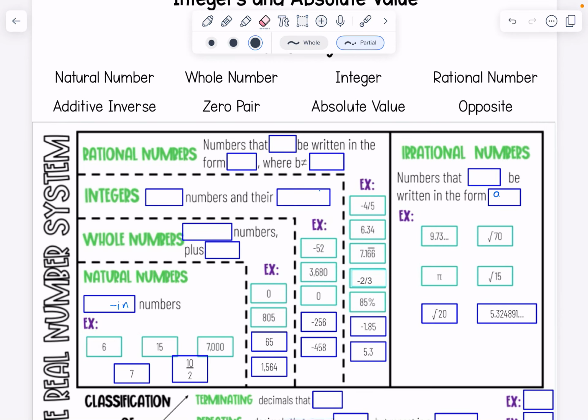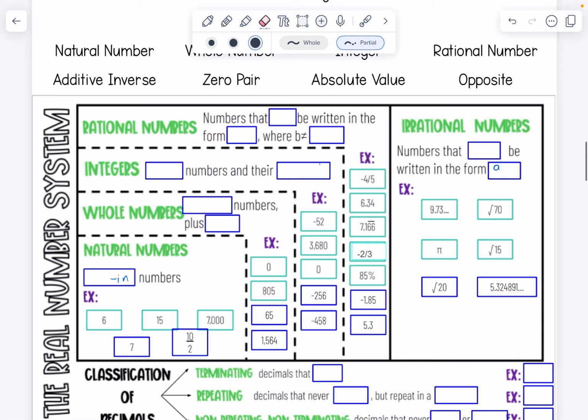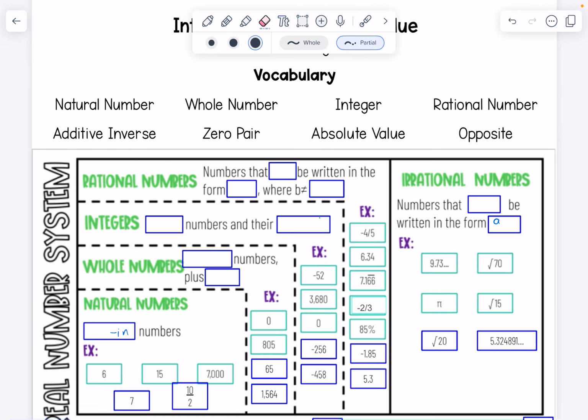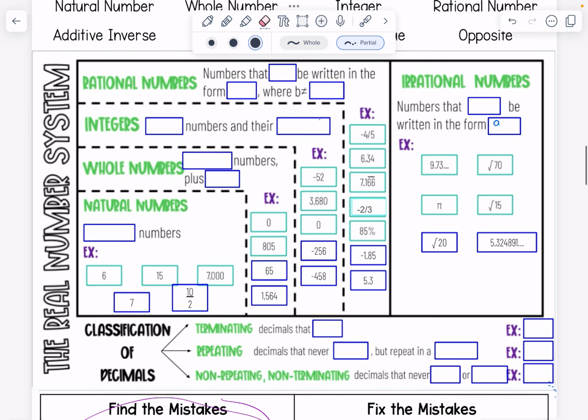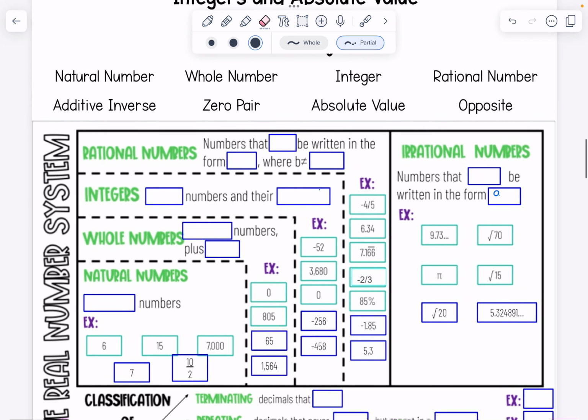Seventh graders, we are going to be talking about the real number system. I'm going to go through our different number sets, and then we'll talk about absolute value and opposites as well. Okay, so first of all, we have our natural numbers.